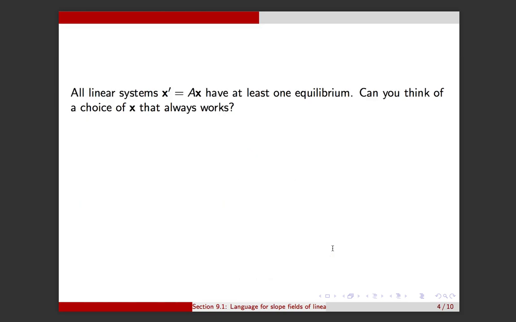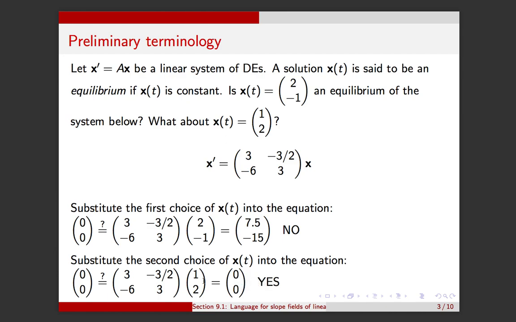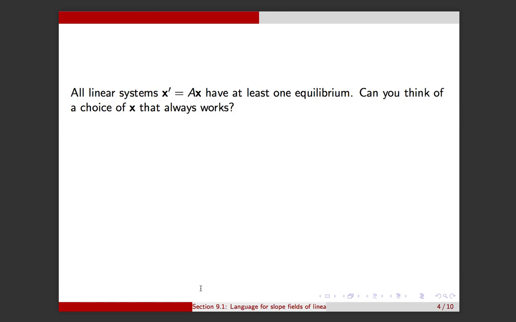So all linear systems have at least one equilibrium, and this linear system here, this matrix A, is generic. I'm saying no matter what this matrix is, this linear system has at least one equilibrium. And like back on this page, we saw at least one, this 1, 2 guy right here.